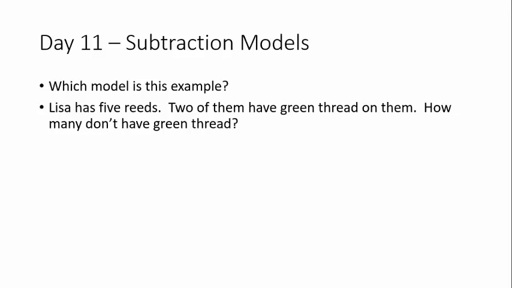Here's another problem. Lisa has 5 reeds. 2 of them have green thread on them. How many don't have green thread? Which model is this? This is the partitioning model.